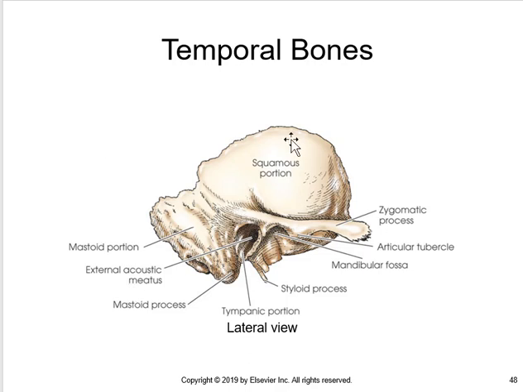So this is what it looks like. Squamous portion up here. That's your mastoid process. That's the styloid process, that little point right there. Your EAM is here. Your mastoid portion is there. That would be your zygomatic process, and then you've got your mandibular fossa is this thing right there. So the mandible kind of plugs into right there.